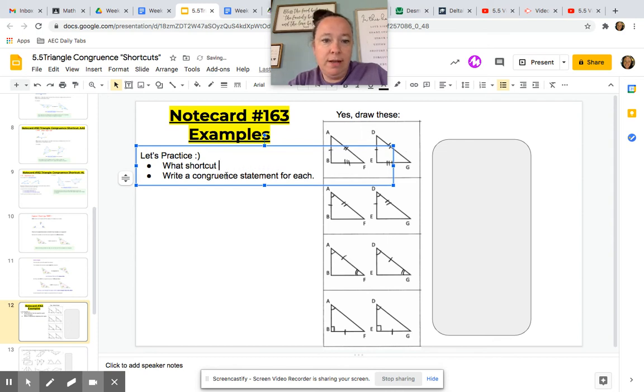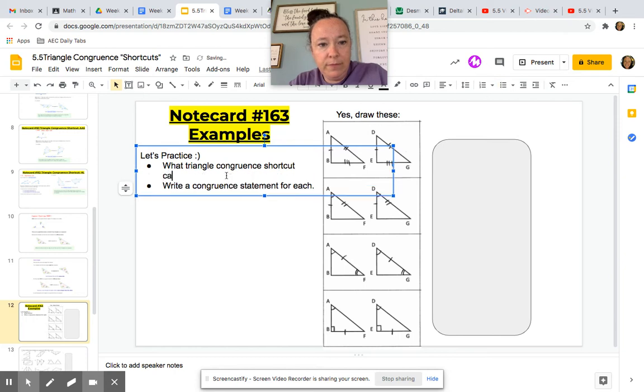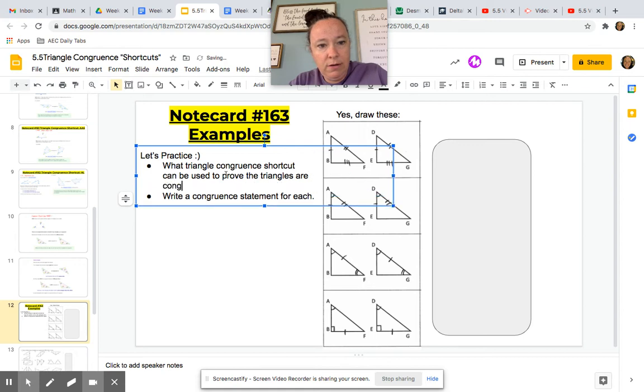What shortcut? I'm having struggles with this. You go ahead and start drawing those pictures while I figure this out. What shortcut can be used to prove the triangles are congruent? Okay, that's what I mean. And then write a congruent statement for each.